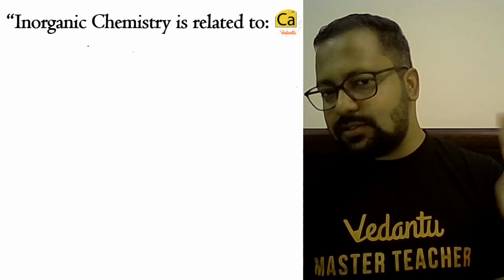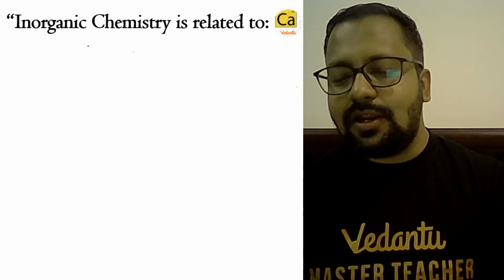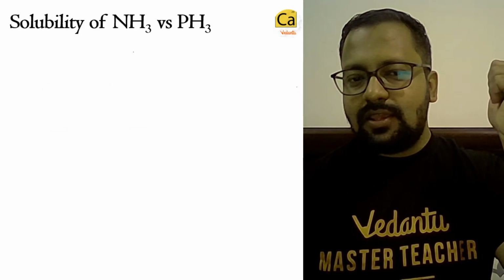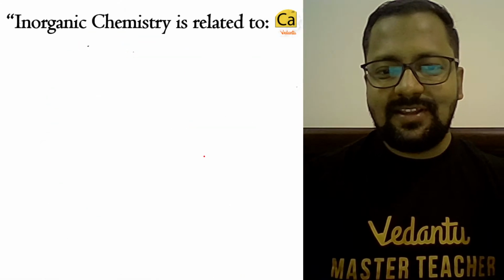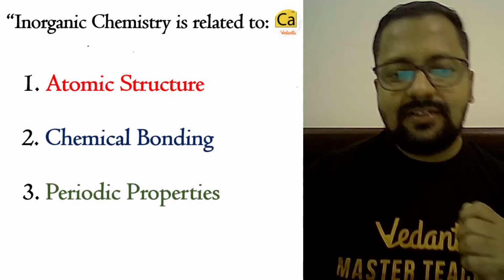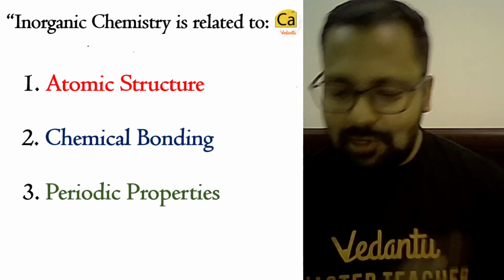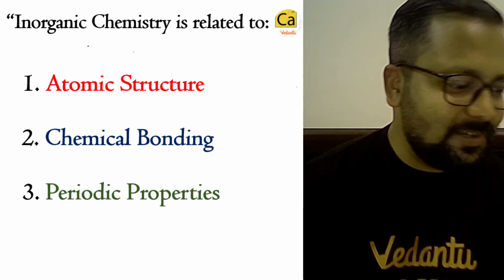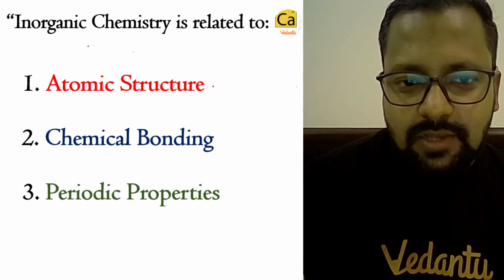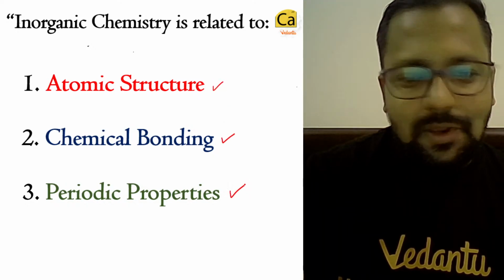three important things, which you have already read: atomic structure, chemical bonding, and periodic properties. I'm sorry for that small jitter. So atomic structure, chemical bonding and periodic properties.